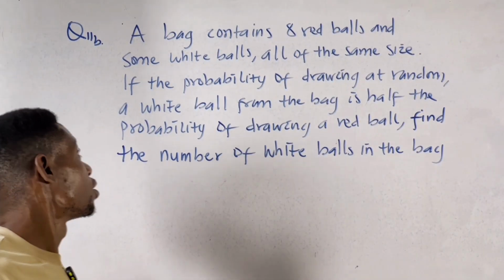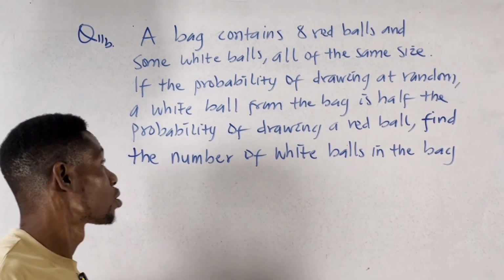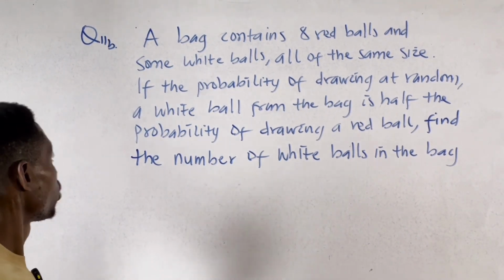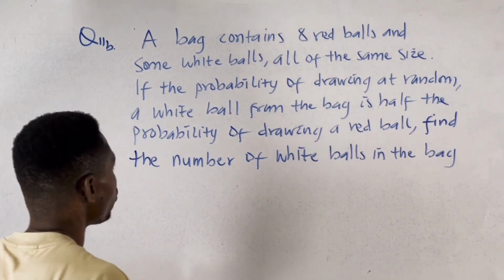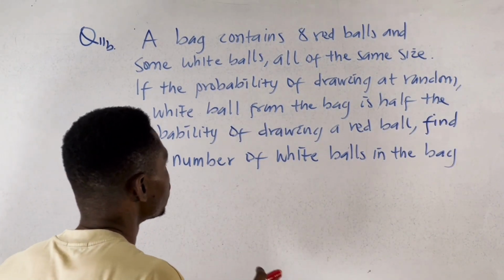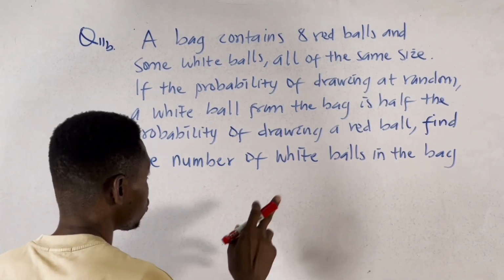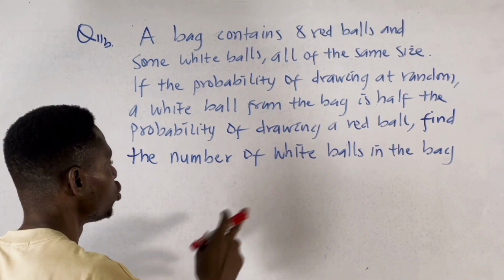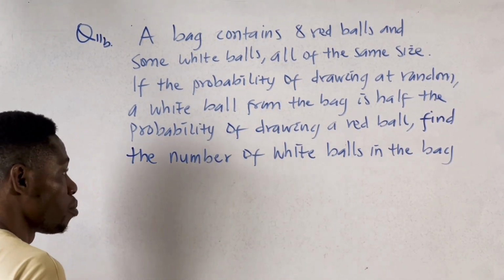So still solving West African Senior School Examination question 11B for 2025. The question says, a bag contains 8 red balls and some white balls, all of the same size. If the probability of drawing at random a white ball from the bag is half the probability of drawing a red ball, find the number of white balls in the bag.